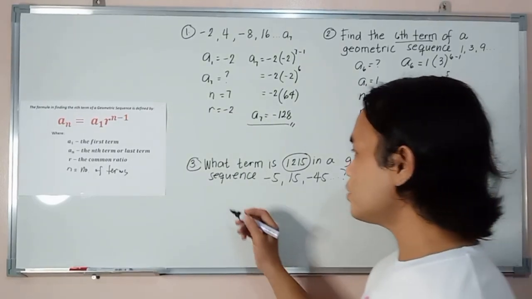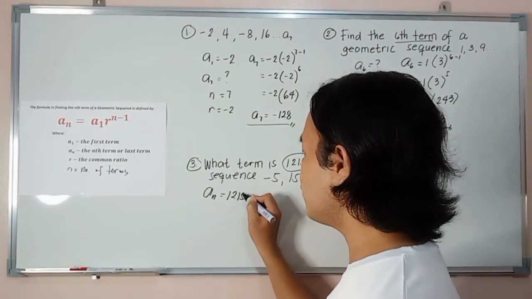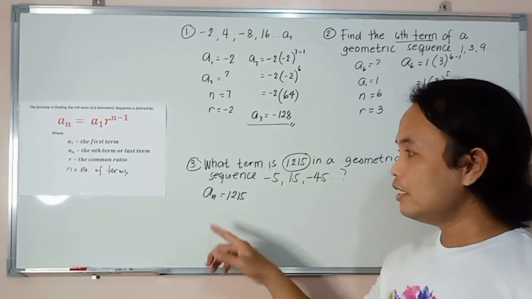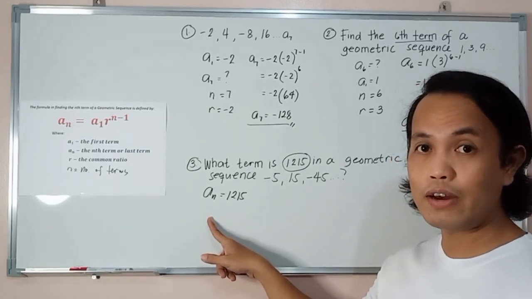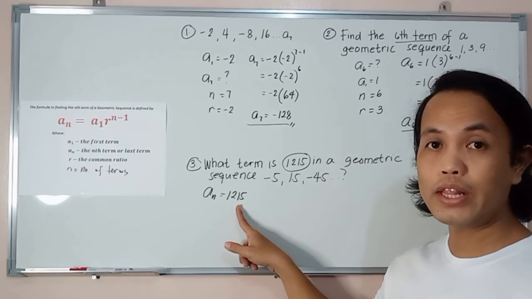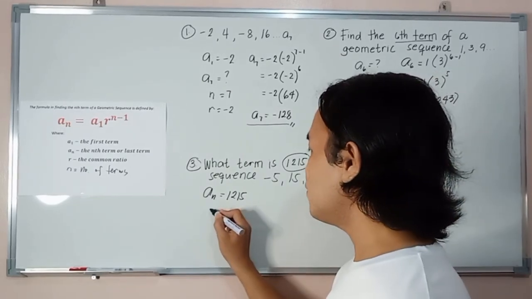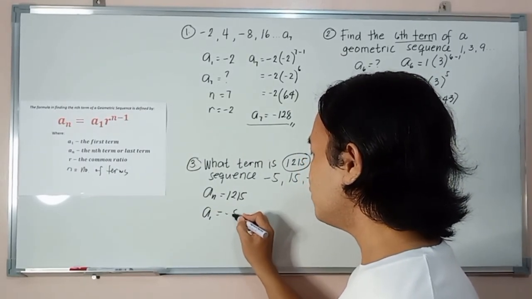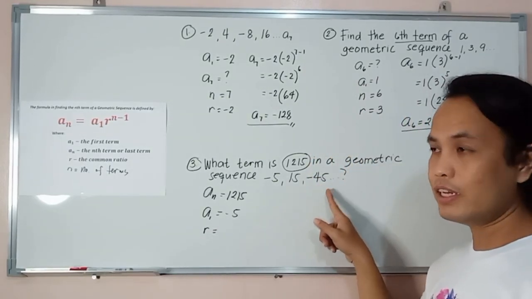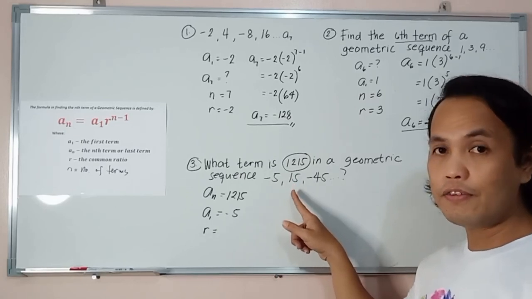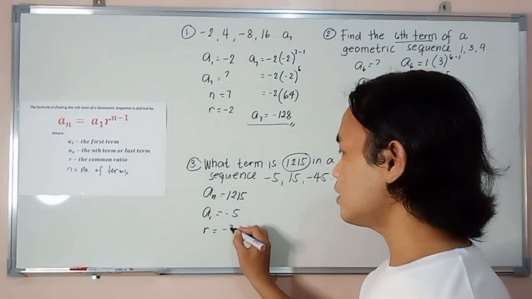So, we have our last term, which is a sub n, is 1,215. This is a sub n because this is our last term. We just do not know the value of our n here because we still have to find the location of term 1,215 in this sequence. So, our first term is given, a sub 1, which is negative 5. Then, for our common ratio, we divide negative 45 by 15, which is negative 3. And 15 divided by negative 5 is also negative 3. So, therefore, our common ratio is negative 3.